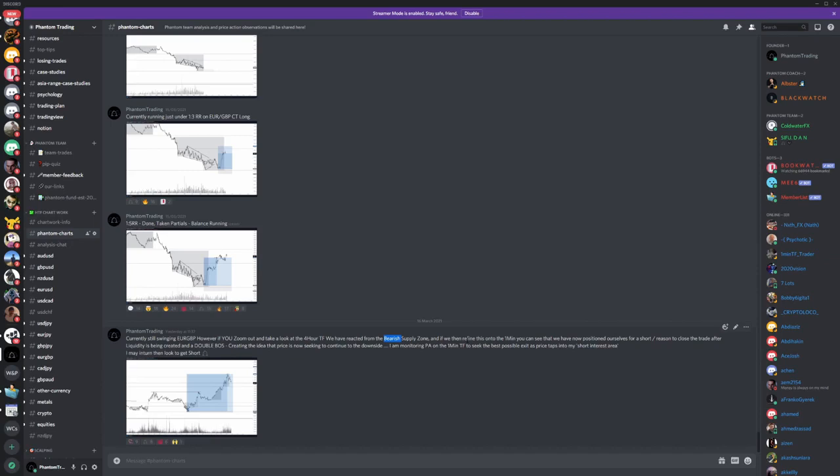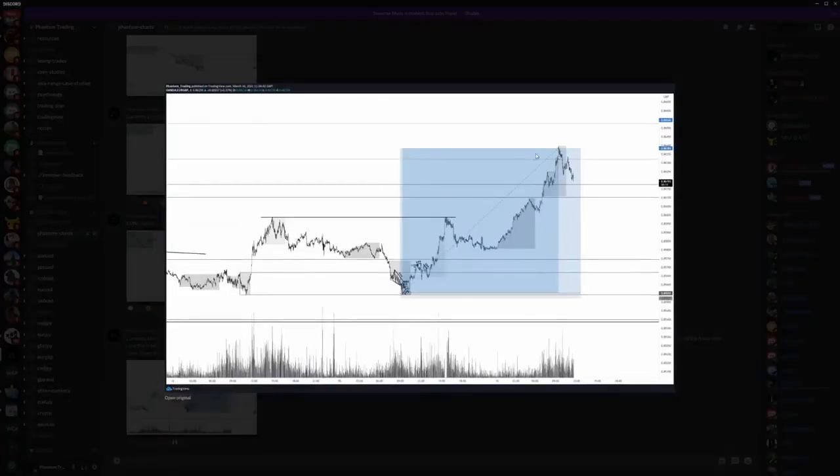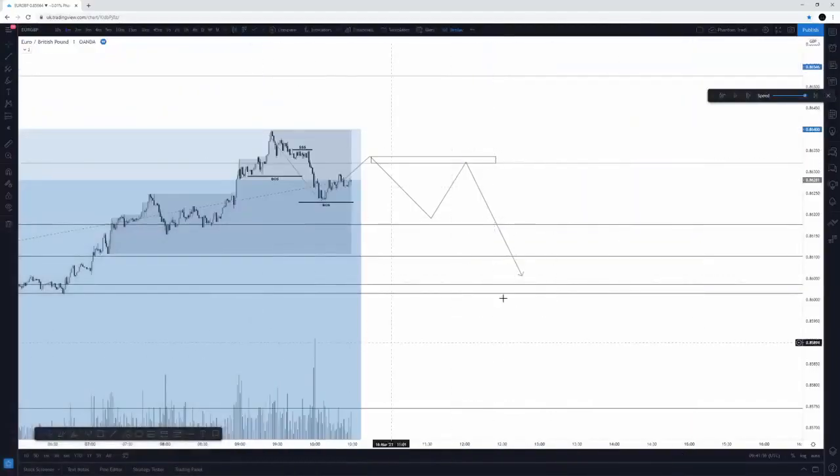And if we then refine this onto the 1 minute, you can see that we've now positioned ourselves for a short to close the trade after liquidity is being created, and we've now formed a double break of structure, creating the idea that price is now seeking to continue to the downside. I am monitoring PA on the 1 minute time frame to seek the best possible exit as price taps into my short interest area. So I highlighted that on the 1 minute time frame, as you can see.